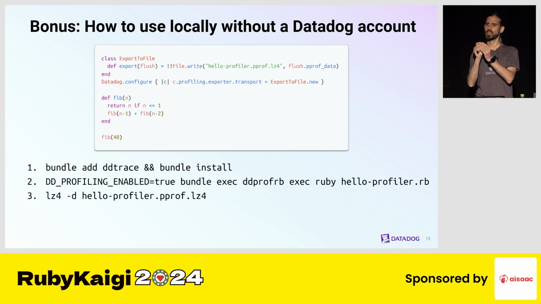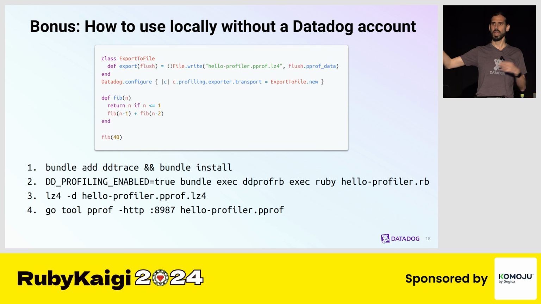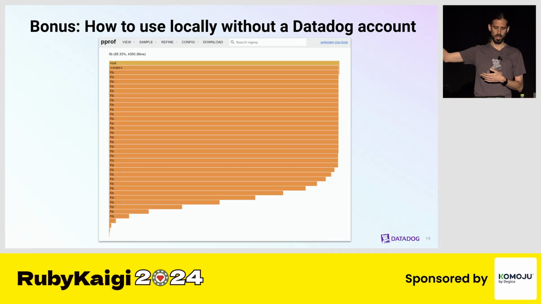So we automatically compress the data. We don't even have the option for not compressed data. So this is one of the overhead limiting techniques. And then you can use any tool. This is using the Go tool. So Go also uses pprof and has a bunch of tools to visualize it. And here's how this very simple flame graph looks.